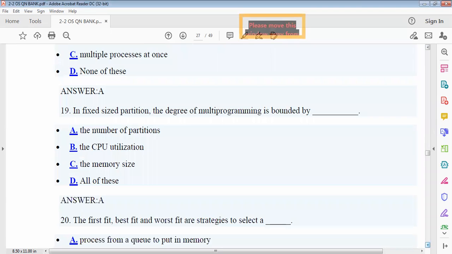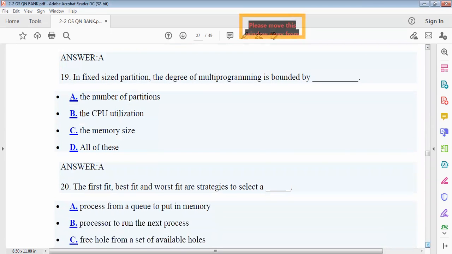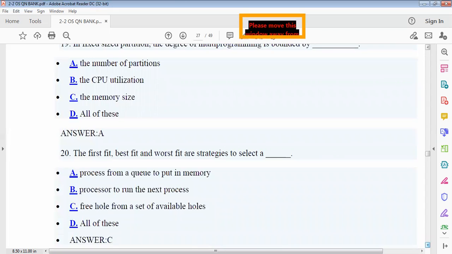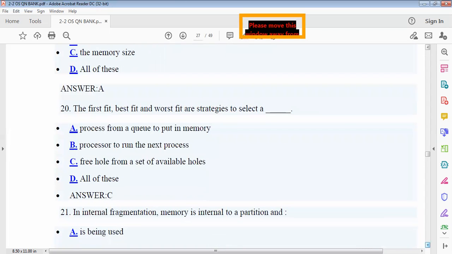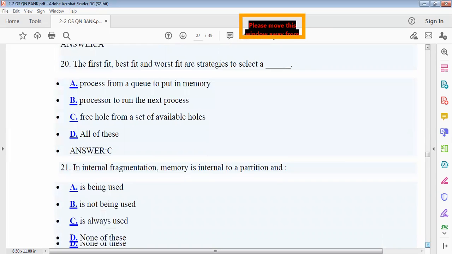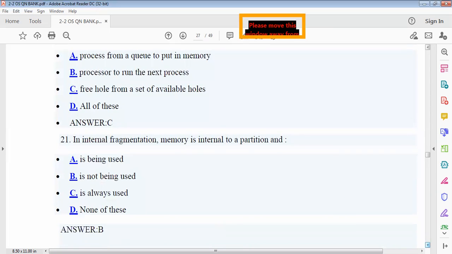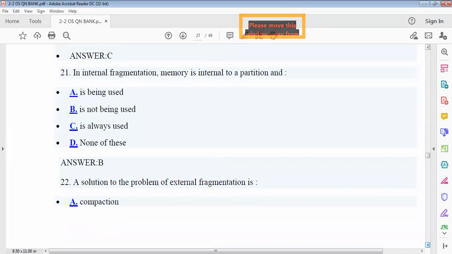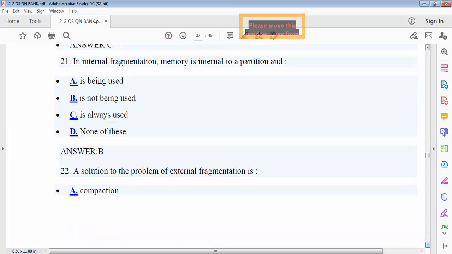In fixed size partition, the degree of multiprogramming is bounded by the number of partitions. The first fit, best fit, and worst fit are strategies to select a free hole from a set of available holes, option C is correct. In internal fragmentation, memory is internal to a partition and is not being used, option B is correct.